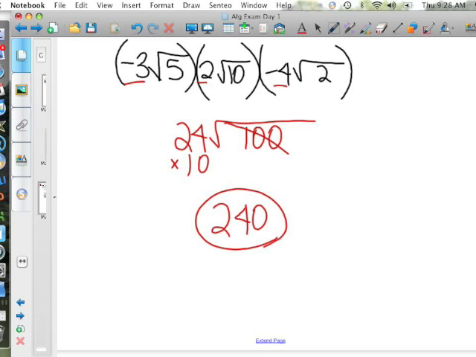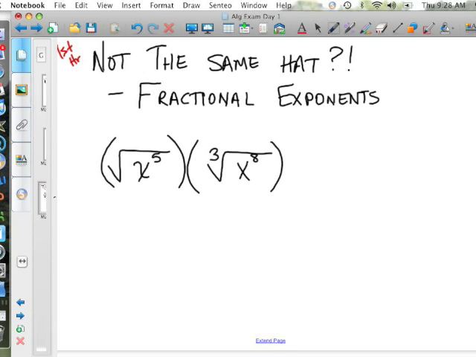Okay, so to answer Ryan's question, what do you do when the radical hat is not the same? Well, that's when we use fractional exponents. Because we cannot simply combine the x to the 5th and the x to the 8th, because are we going to put it under a square root or a cube root? And you can't just say, oh, well, let's just add those two together. It doesn't work that way.